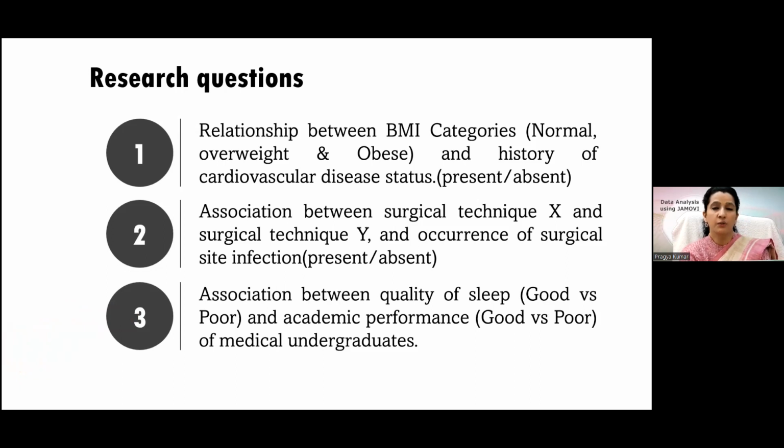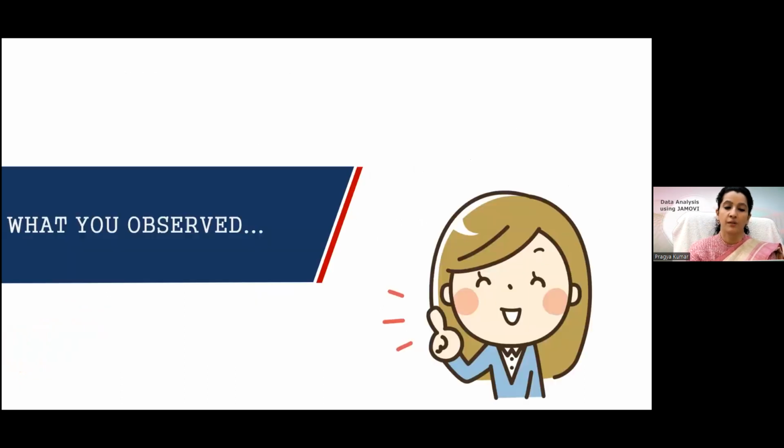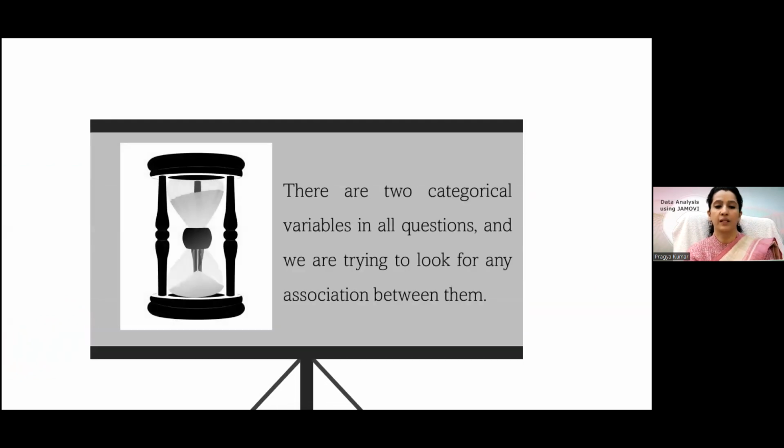The third research question can be association between the quality of sleep, which is good versus poor, and academic performance, which again you have classified as good versus poor, for medical undergraduates. So in all these three questions, what have you seen? That all these are qualitative variables, nominal and ordinal. In all these, we have observed that there are two categorical variables in all the questions, and we are trying to look for any association between them.